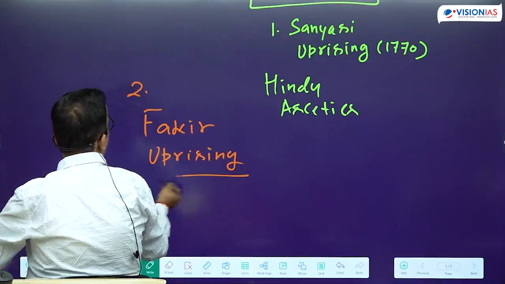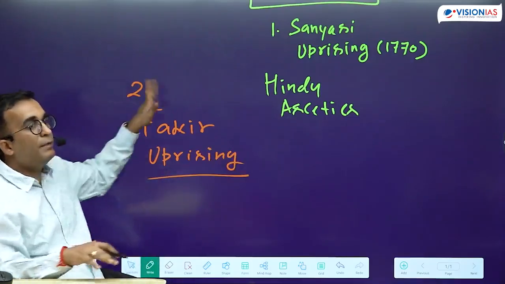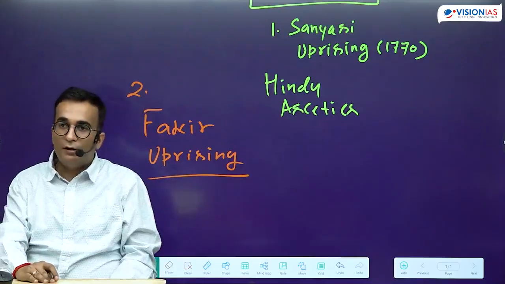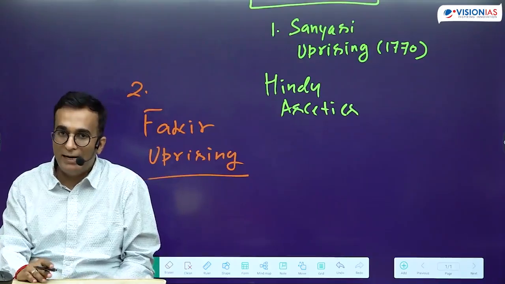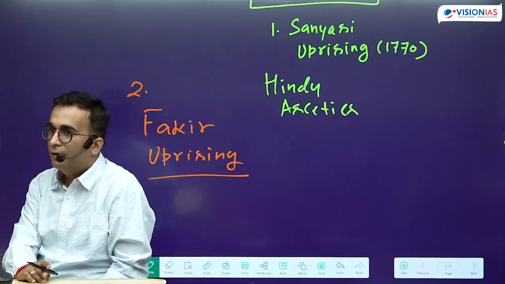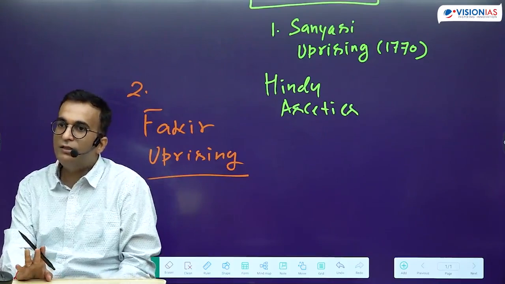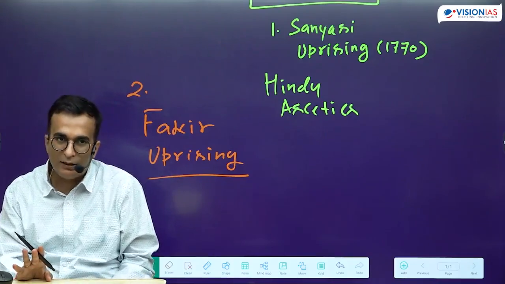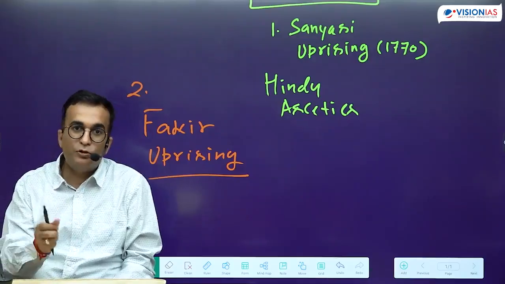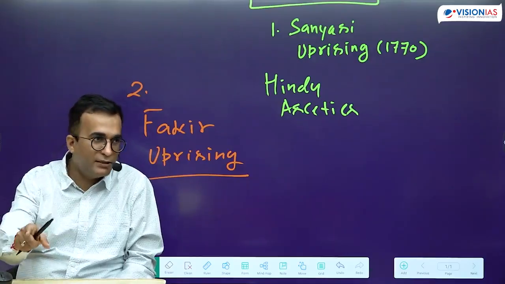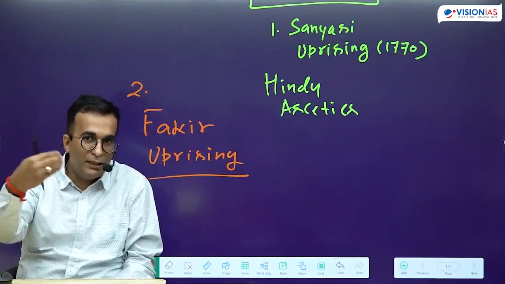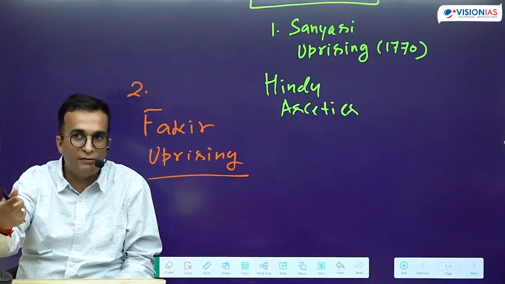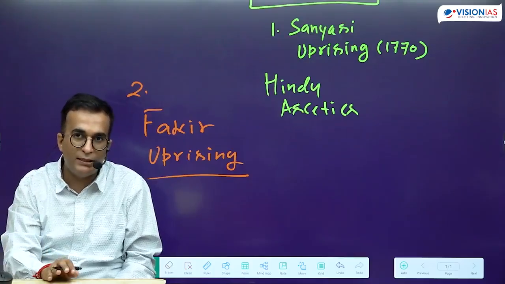So Sannyasi uprising and Fakir uprising started to happen together. Who are Fakir? Fakir are Muslim religious mendicants. Mendicant, you understand? Bhikshuk. Okay? Bhikshuk is different from the Bhikhari, because Bhikshuk are the ones who give religious services and then take alms. So उसके बदले में भिक्षा लेते हैं religious services के, बिना कोई services के नहीं.